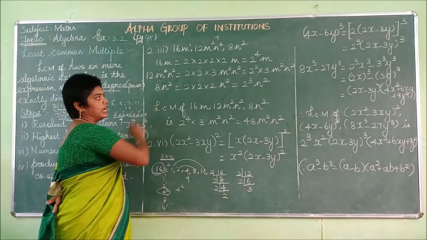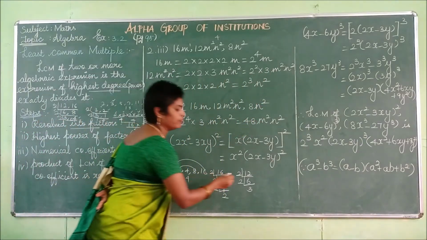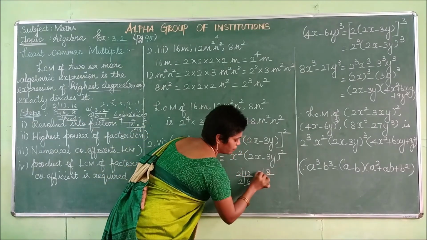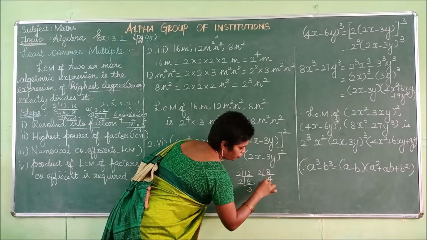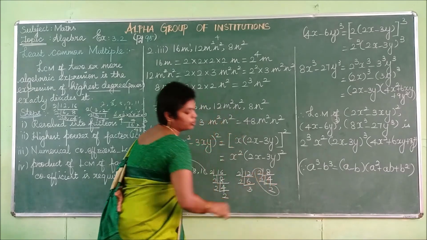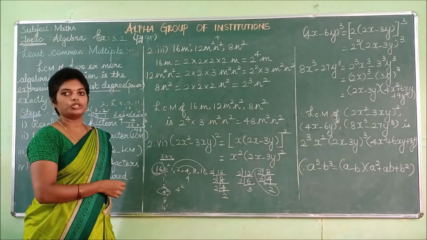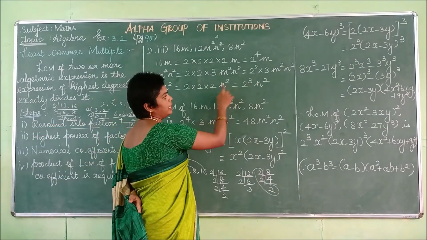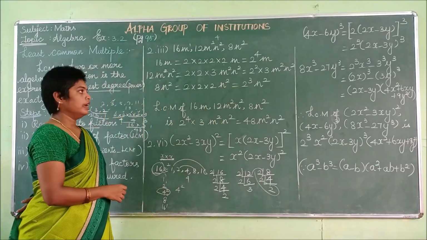Then look at the last term, 8m squared. Find the factors for that also. 8 means 2 into 4. Then 2 into 2. So 8 can be written as 2 into 2 into 2. So 2 power 3 m squared.